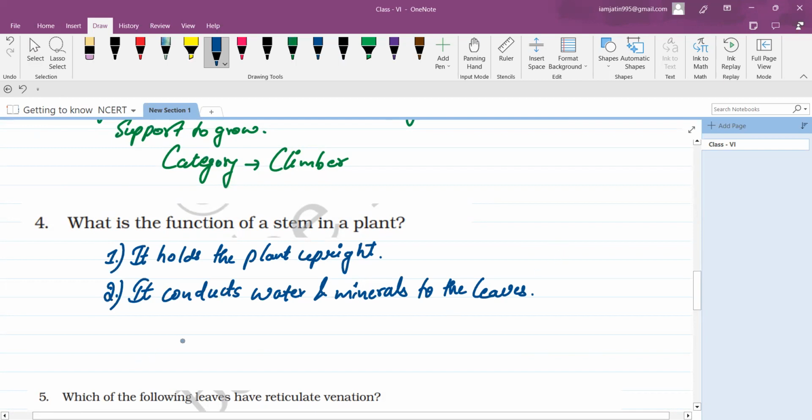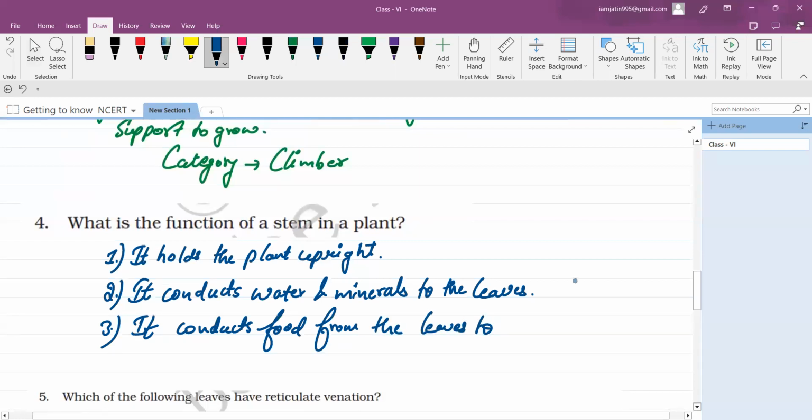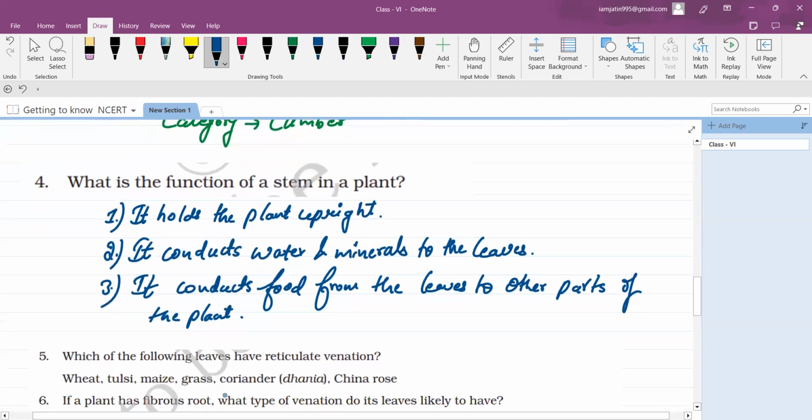Is that clear? Also, it conducts food from the leaves to other parts of the plant. We know that the food is prepared in the leaves, and from the leaves it is conducted to the other parts with the help of the stem.